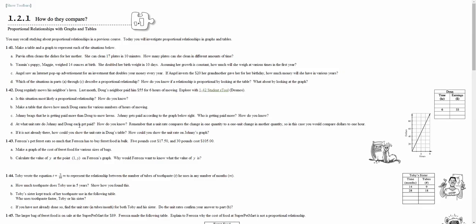On 142, you're going to explore Doug's situation. Doug got paid $55 for 6 hours of mowing. Think to yourself again, is it linear? Does this relationship go through 0, 0? If Doug didn't mow anybody's lawn, did Doug get paid anything? Okay? These are the kinds of questions you want to ask yourself as you're going through. You're going to end up completing a table for this in part B.